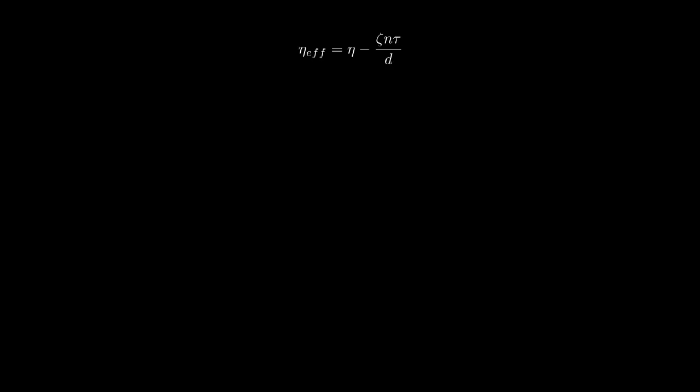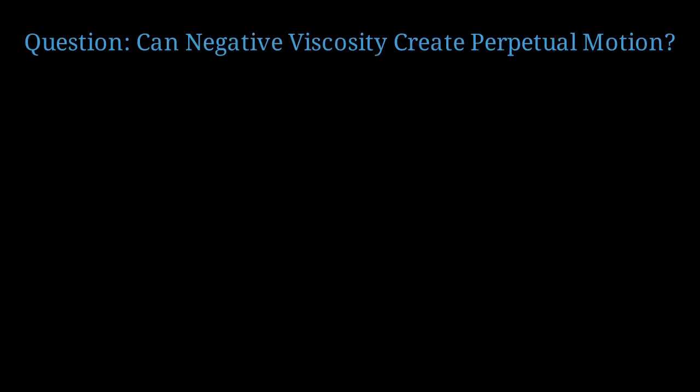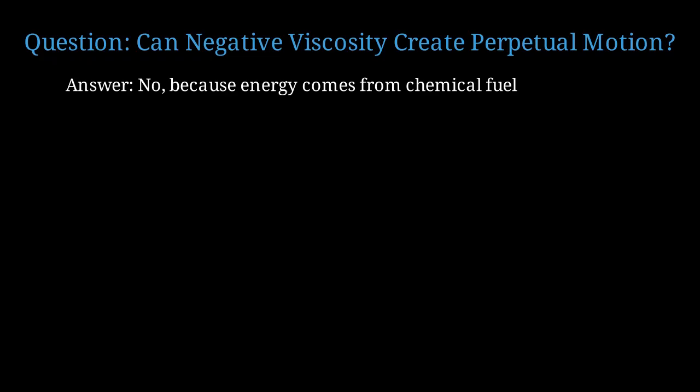The effective viscosity can be written as eta effective equals eta minus a term proportional to swimmer density n and their persistence time tau. Higher density and longer persistence reduce effective viscosity more. Here's a question you might ask. If viscosity is negative, can we extract unlimited work and create a perpetual motion machine? The answer is no. The energy doesn't come from nowhere.